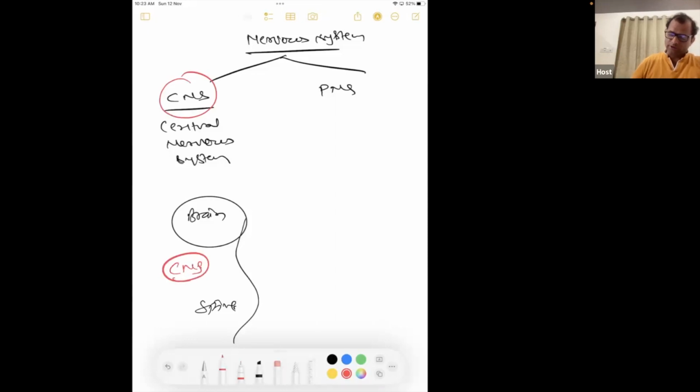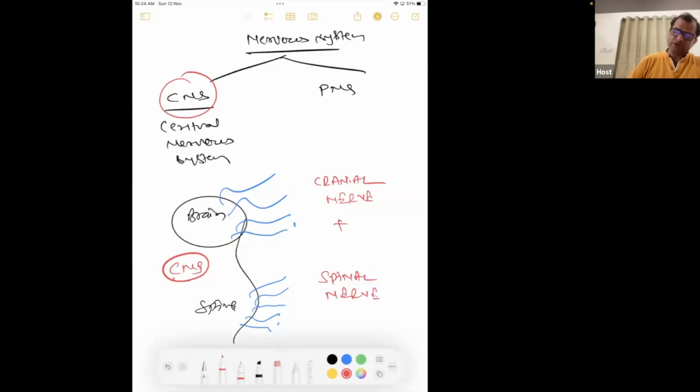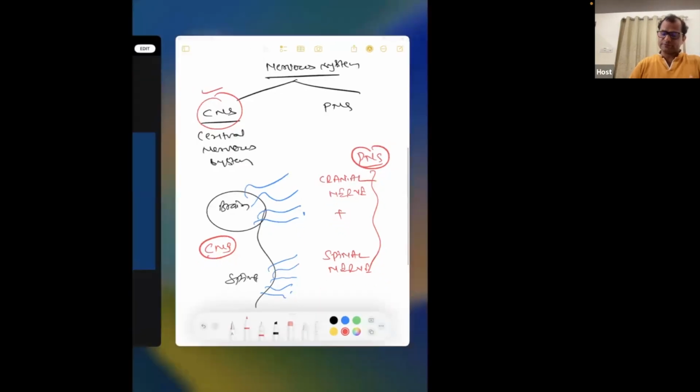Now the nerves coming out from the brain and the nerves coming out from the spine are called the peripheral nervous system, meaning the cranial nerves coming out from the brain and the spinal nerves coming out from the spine. These are called the peripheral nervous system. So the central nervous system lives in the center and the peripheral nervous system is supplying the entire body, right?